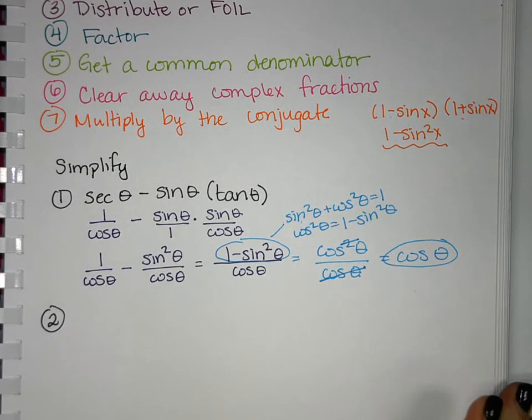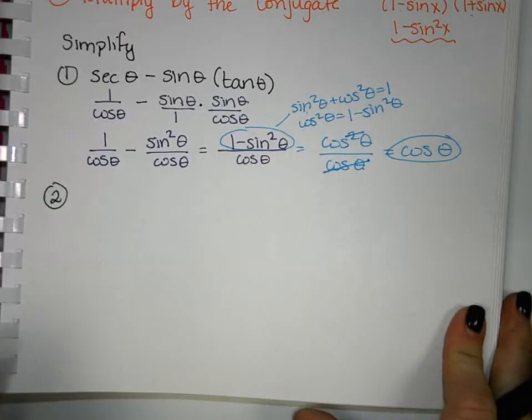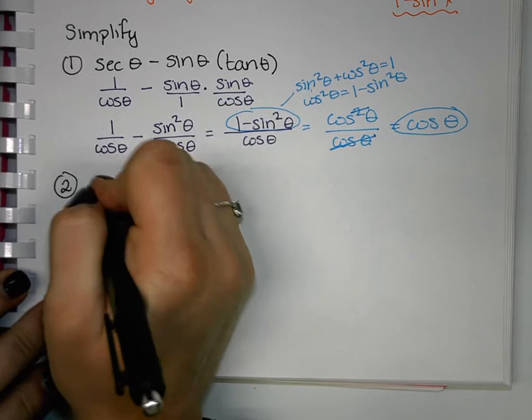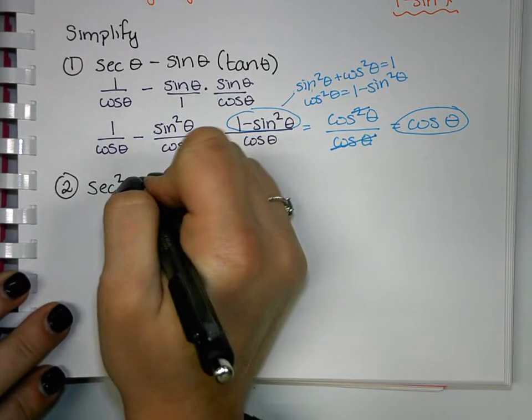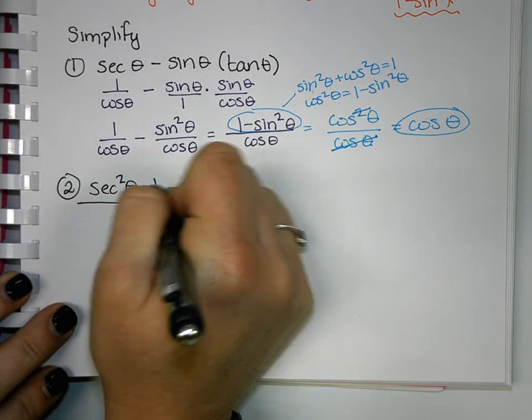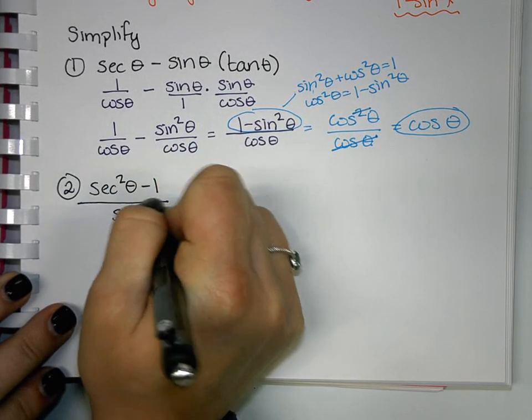Okay, the next one that I wanted to try with you guys tonight is secant squared theta minus 1 over secant squared theta.